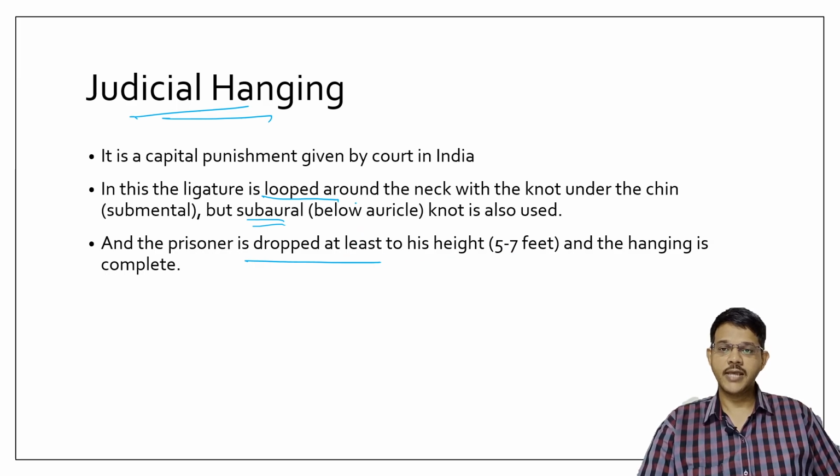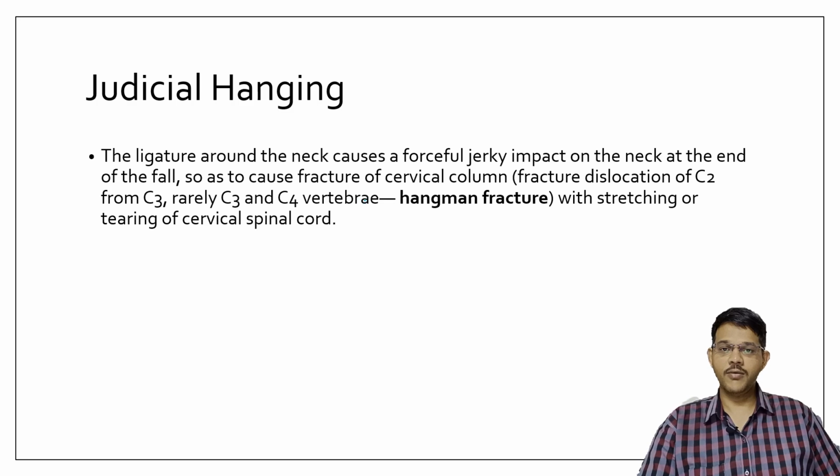In this case, as the person suddenly falls down, the neck receives a forceful jerky impact, which causes fracture of the cervical column. The fracture is usually at the level of C2, C3 vertebra, rarely C3, C4 vertebra, and this is called a hangman fracture. Because of this fracture, there is stretching of the cervical spinal cord, and the person dies because of this.